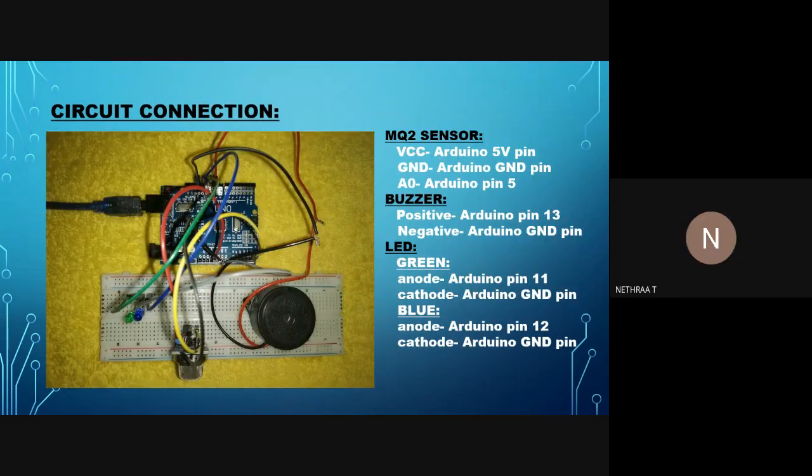Here is the final circuit connection of a gas detecting project. All the components are ultimately connected to the Arduino board. The MQ2 sensor has 3 pins, out of which the VCC pin is connected to the Arduino 5-volt pin, the ground is connected to the Arduino ground, and the analog pin is connected to the Arduino pin 5. Coming to the buzzer, the positive is connected to Arduino pin 13 and the negative is connected to the Arduino ground. Now, the anodes of blue and green LEDs are connected to pin 12 and 11 respectively, and the cathodes are connected to Arduino ground pin.